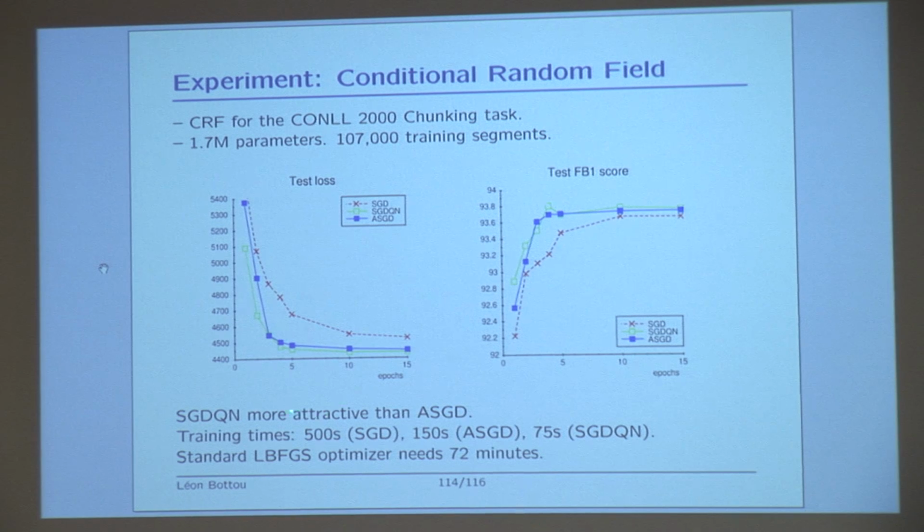So the training times were on the order of 500 seconds. That's not the same computer, sorry, for SGD. So that's close to 10 minutes. There are 150 seconds for SGD, 75 seconds for SGD-QN, where the standard optimizer used 72 minutes. So that's a fast CRF. And if you look, here you need something like 5 epochs to get things correctly.